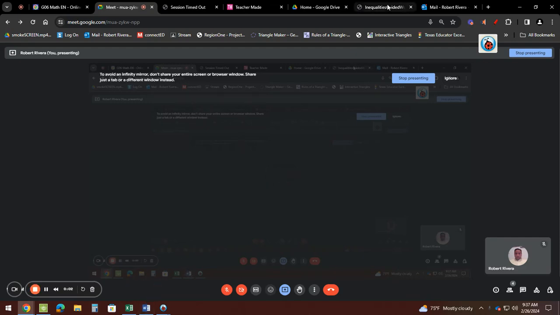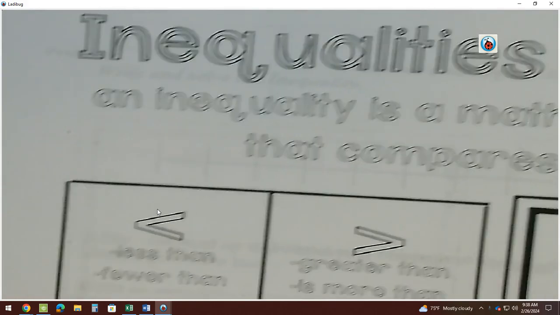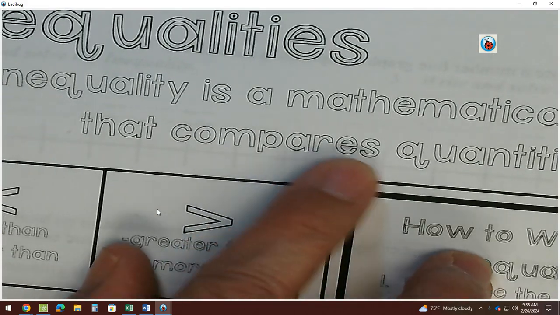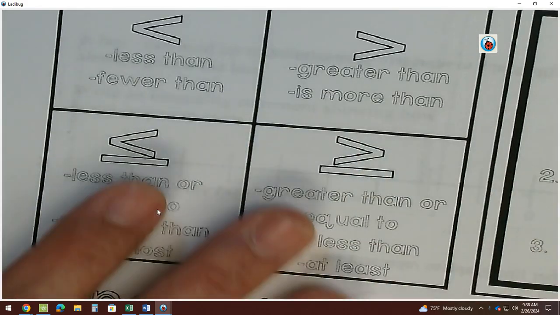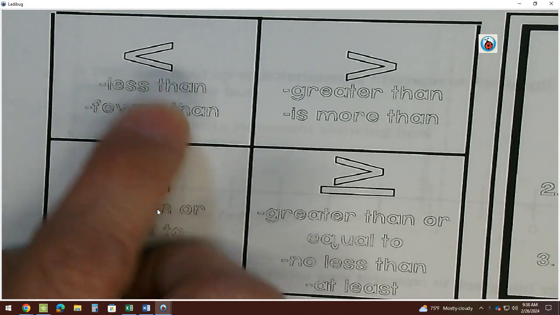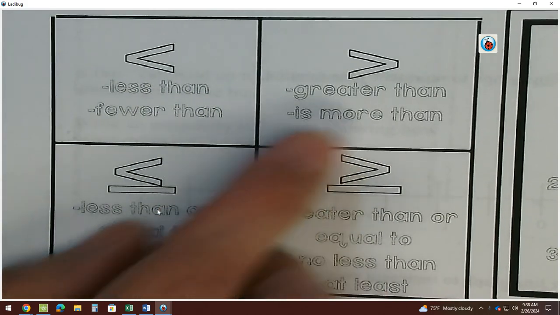Okay, so today we're going to be working with inequality statements. And these are your notes. Okay, so it tells you what an inequality is. Basically, it's a comparison of quantities. And this symbol, you should have learned it since elementary. This is a less than, or fewer than, greater than, or more than.